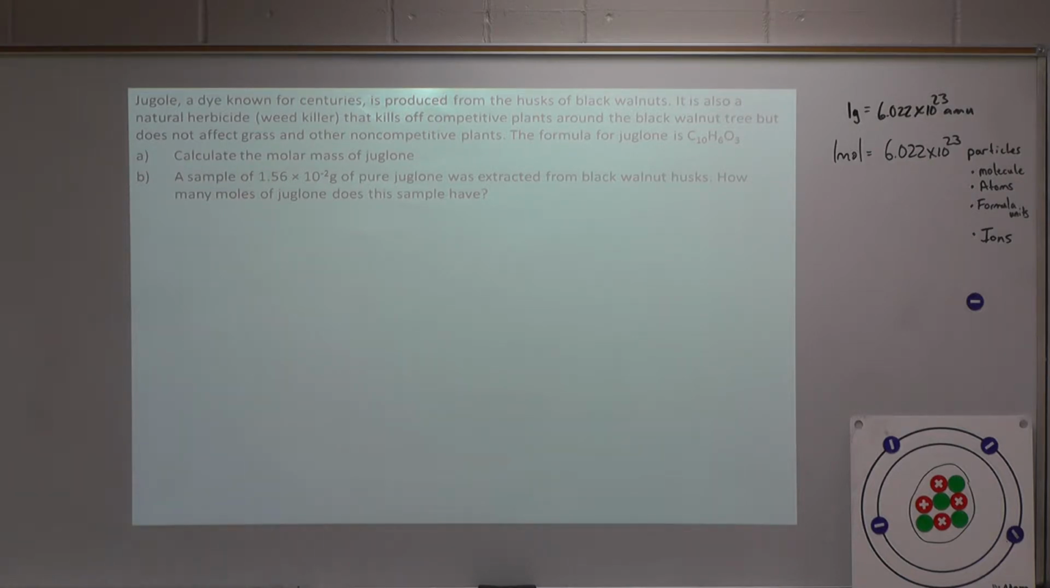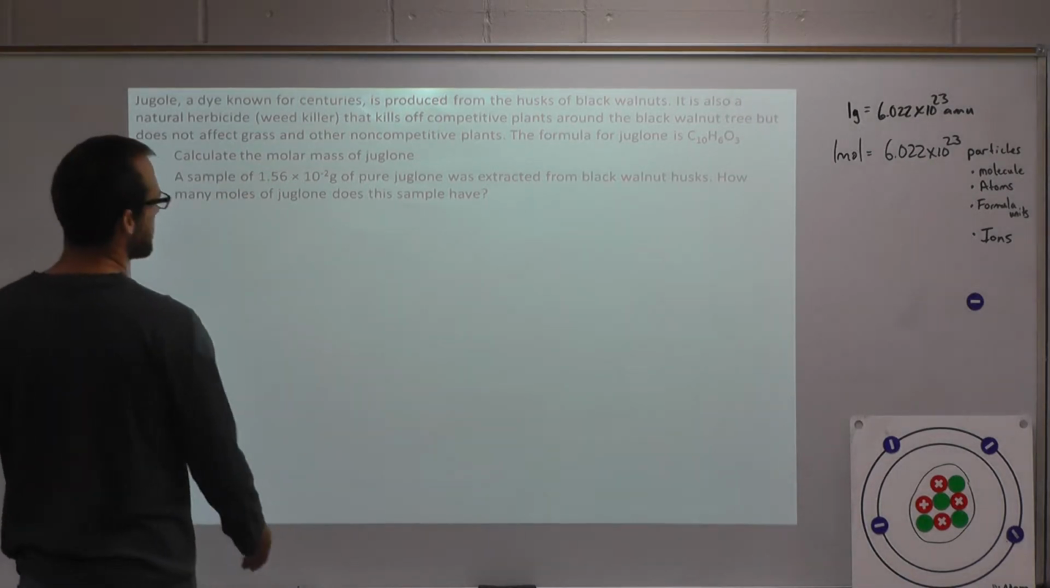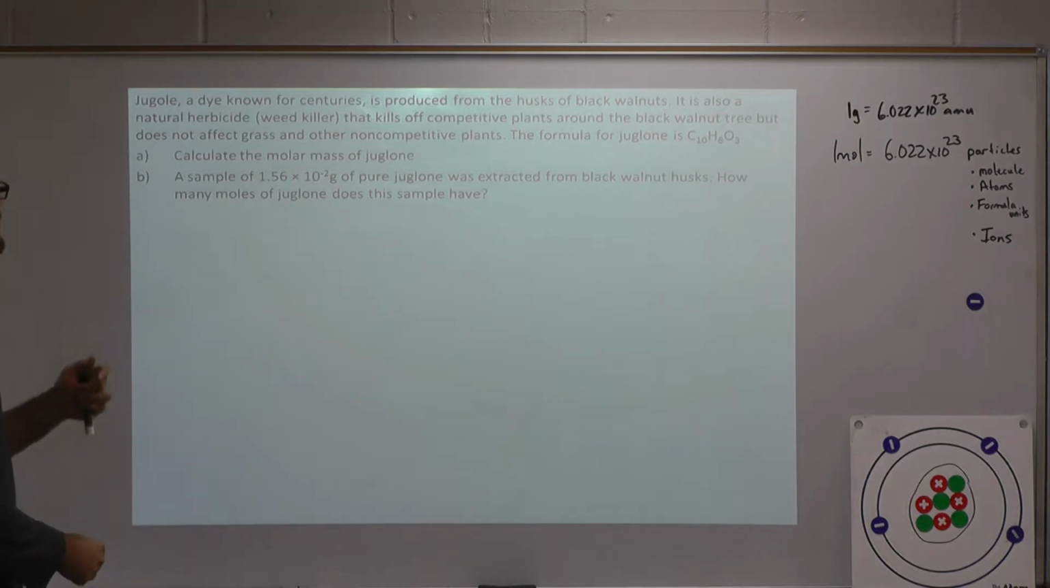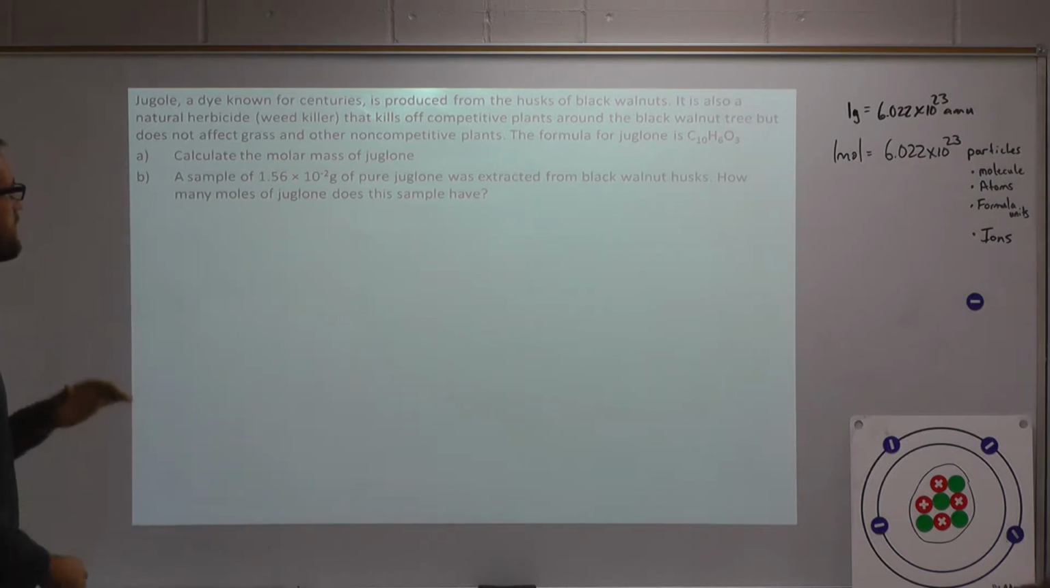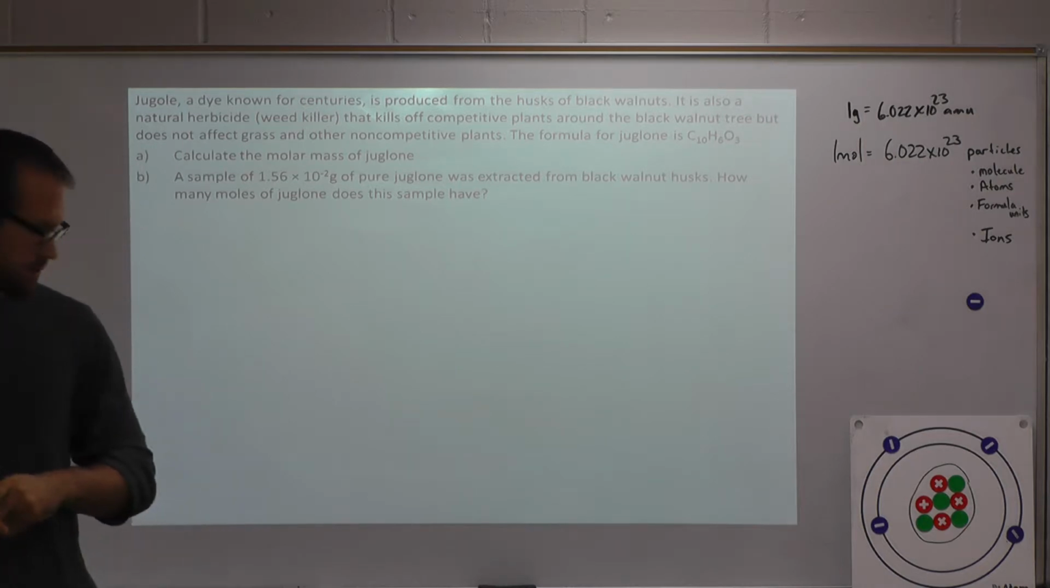Juglone, I don't know if that's how you say that. A dye known for centuries here. Guess I didn't know it. It is also a natural herbicide, a weed killer. It kills off competitive plants around the black walnut tree. There's your formula, C10H6O3. First calculate molar mass, then use it to figure out how many moles are in a sample of a particular mass.